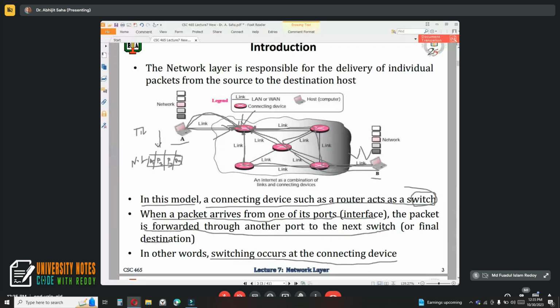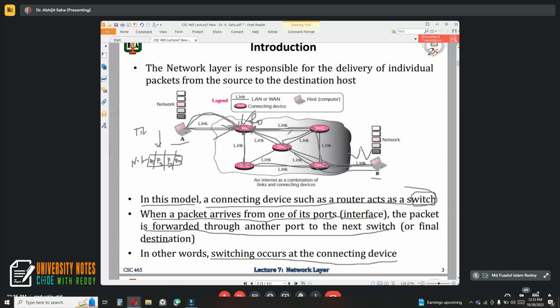So it can be sent to this router, or this router, or this router. That means after router R0 gets a packet from A, it needs to decide by itself to which router, or through which port, the packet is going to be sent to the next router.